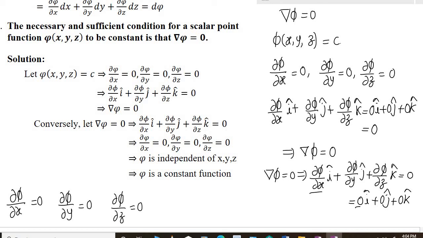So whenever we are going to get 0 as answer, that means in the function phi there is no x, y, z. That means it is independent of x, y, z. Whenever the function does not contain x, y, z, it is a constant.